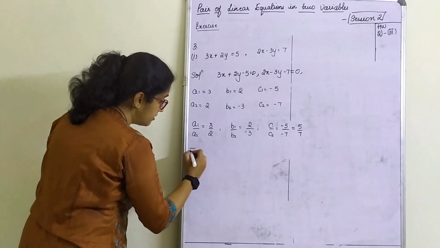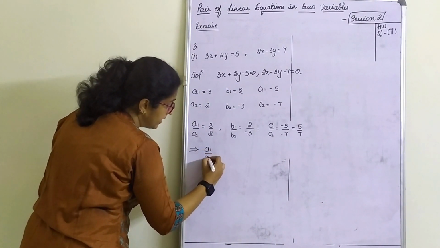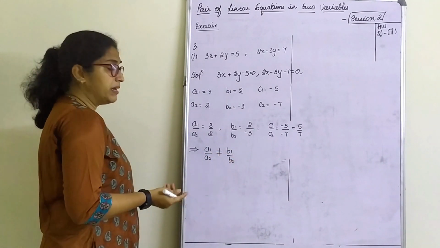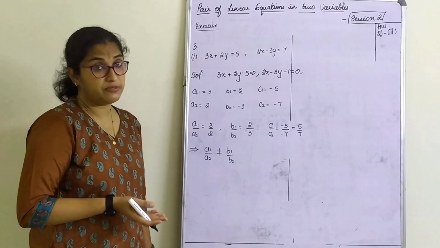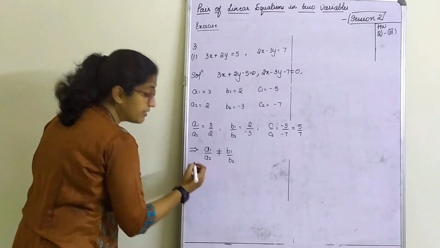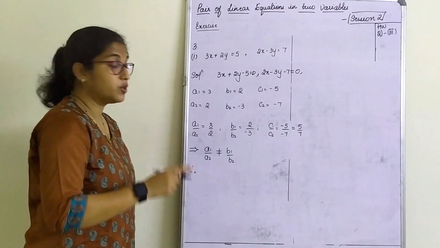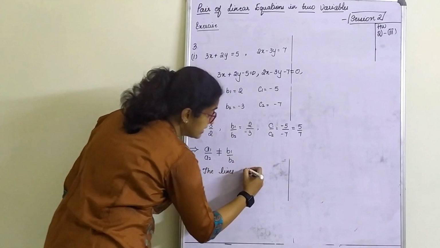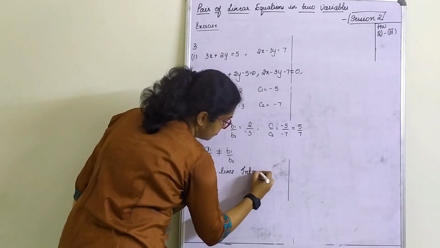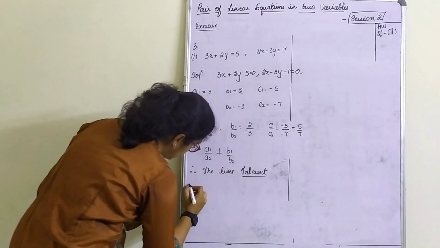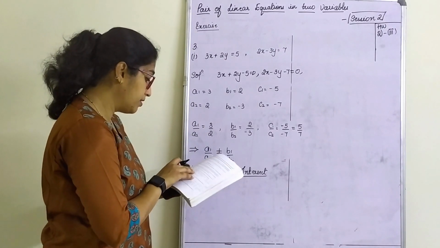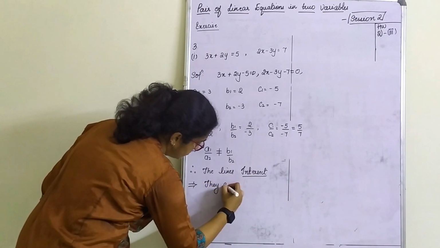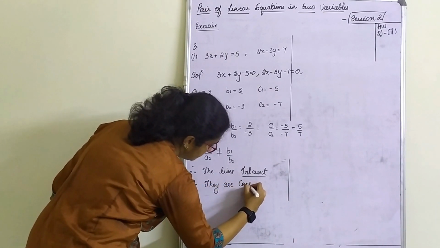Now what is this? This implies A1 by A2 is not equal to B1 by B2. When A1 by A2 is not equal to B1 by B2, we need not care about C1 by C2. Therefore, first of all, let us write what they are: intersecting, parallel or coincident. Therefore, the lines intersect. Right? What have they given in the question? Therefore, they are consistent, you can write. They are consistent.